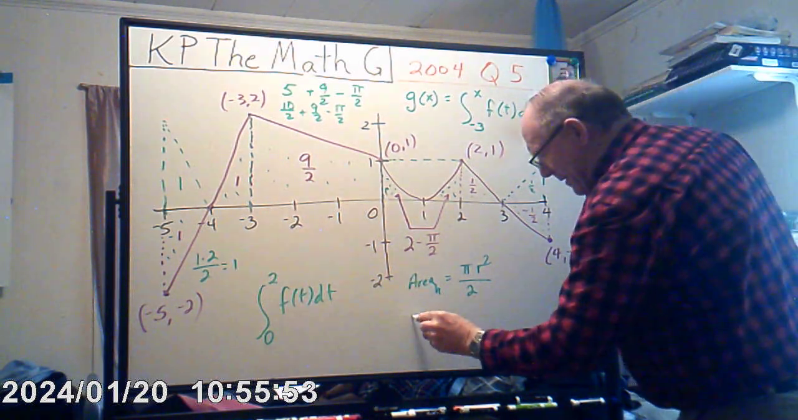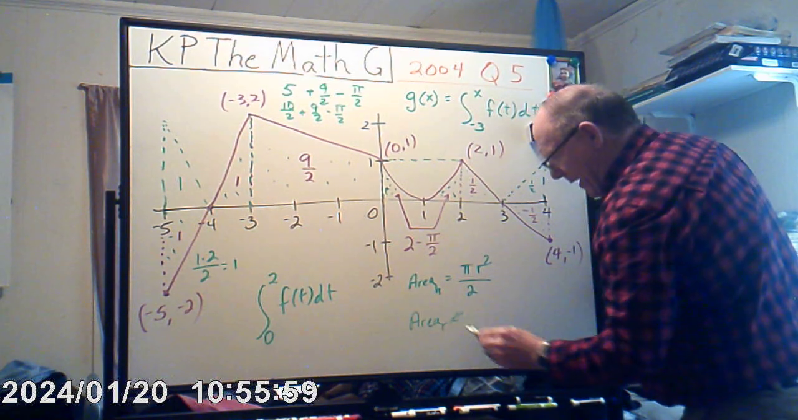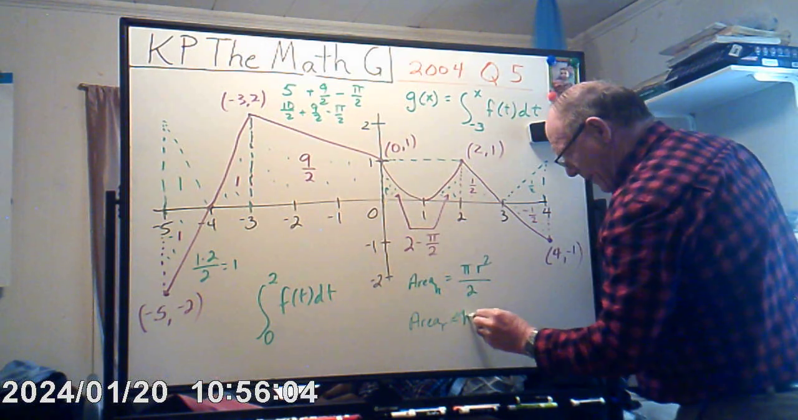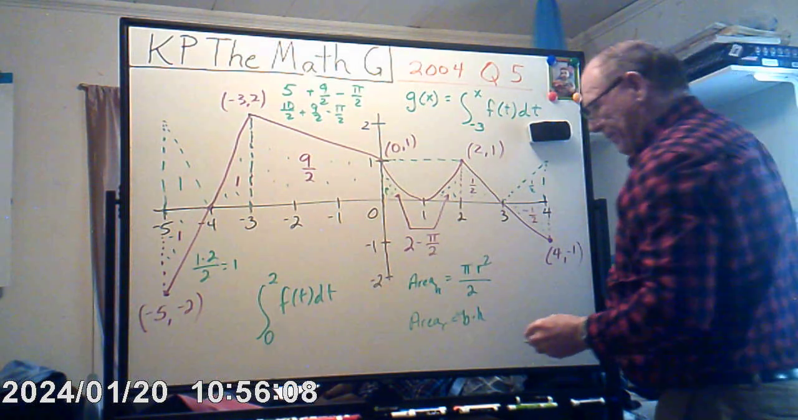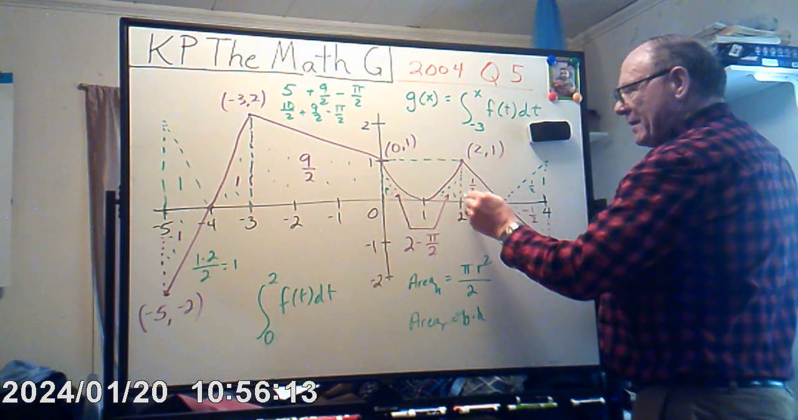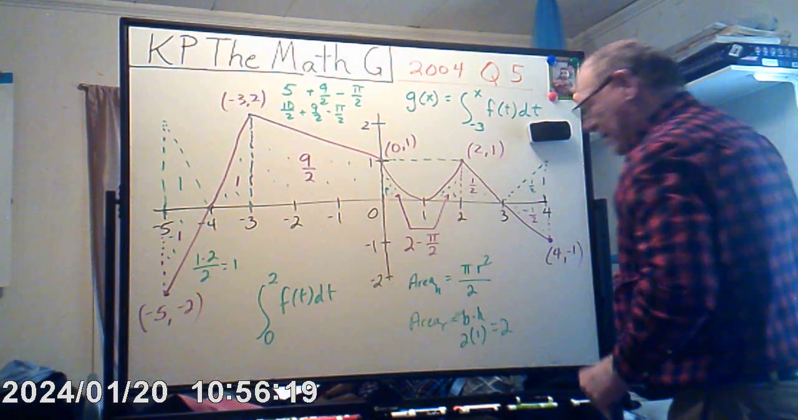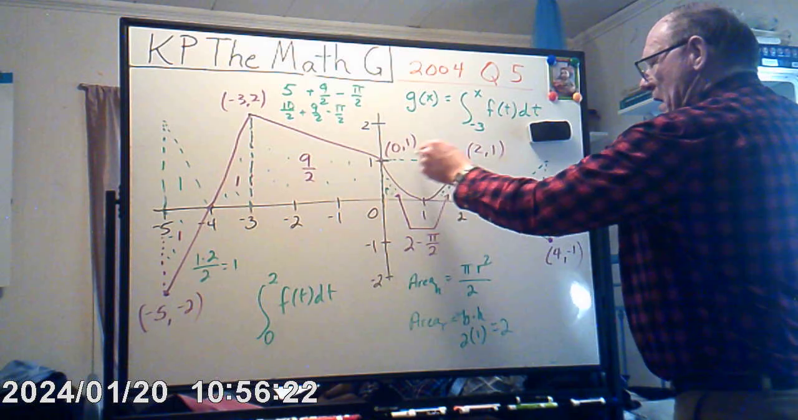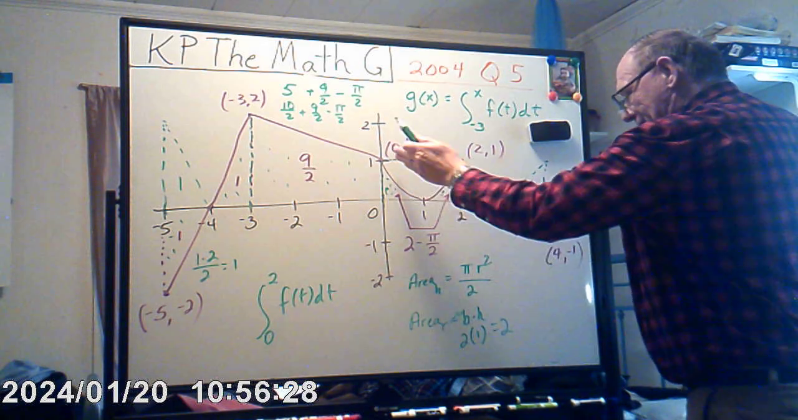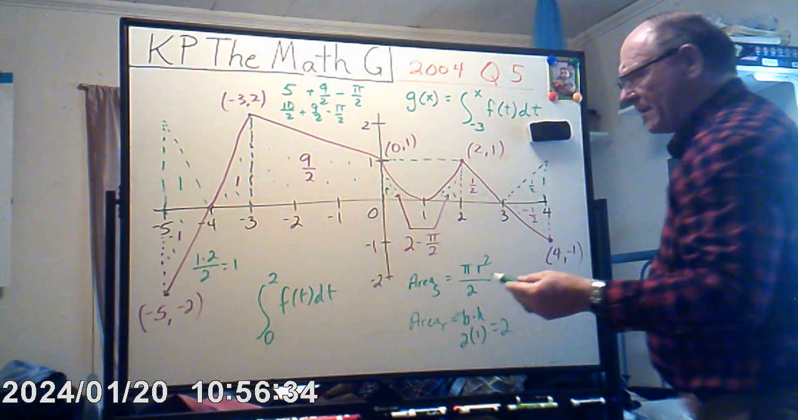So the area of a rectangle, let's just say R, is equal to base times height. In this case, the area of the rectangle is base 2 times height 1. So 2 times 1 is 2. The area of this semicircle, okay, I don't know why I said hemisphere. It's a semicircle.